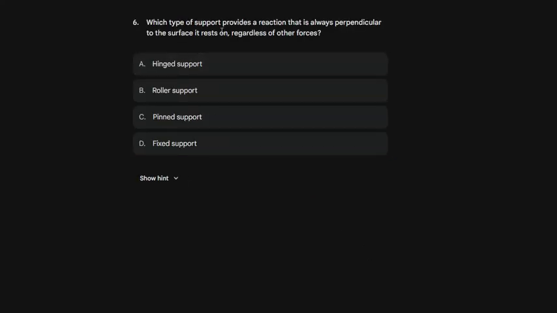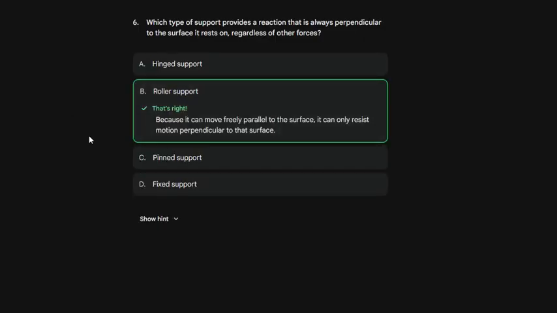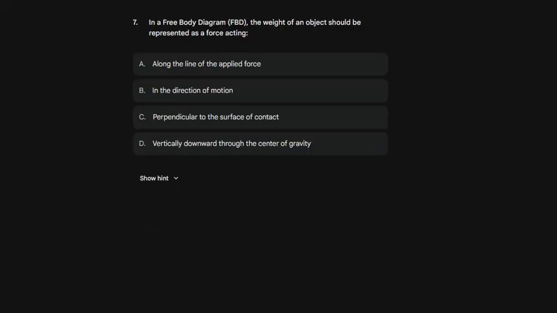Which type of support provides a reaction that is always perpendicular to the surface it rests on, regardless of the other forces? That is your roller support, or it is called a ball support. In this support the reaction is always in the perpendicular direction.